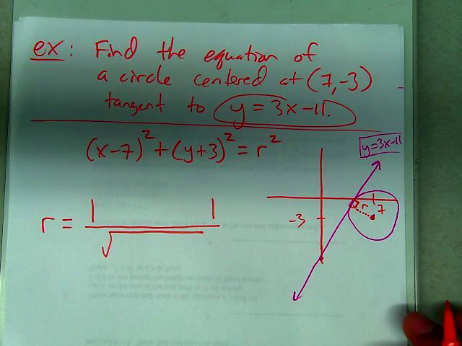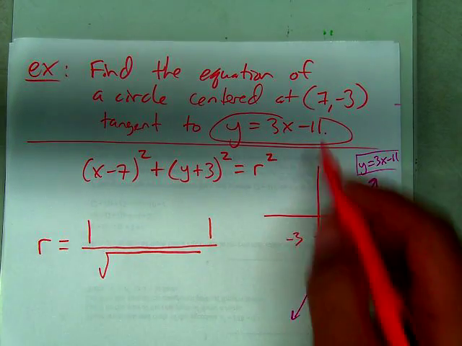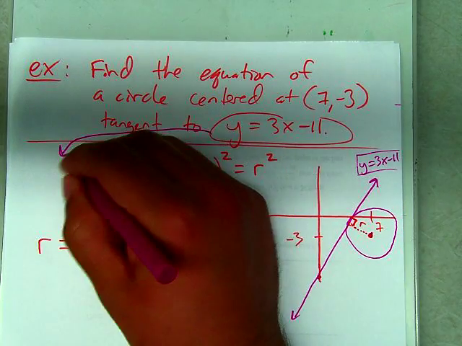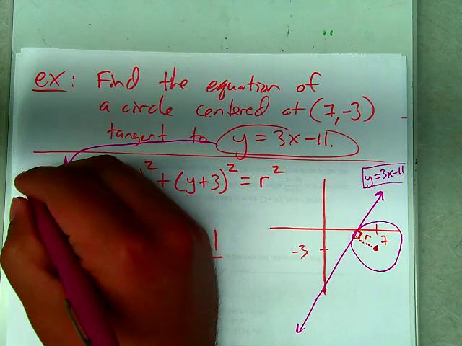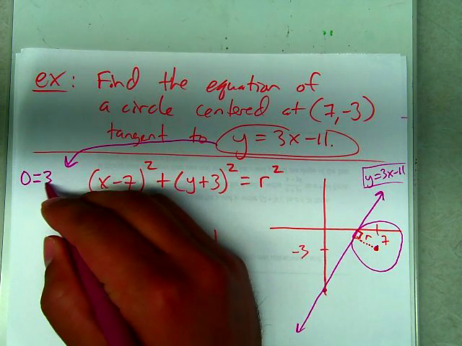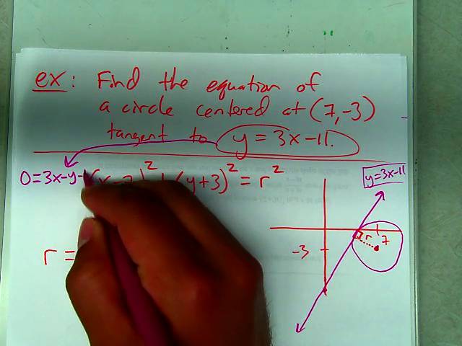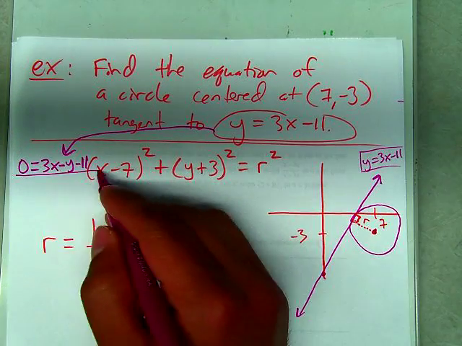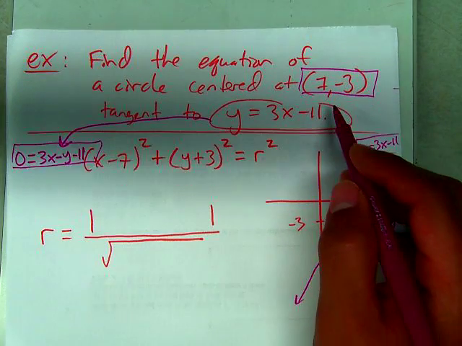Before I plug into that formula, though, what should I do? Yes. Put this in standard form. So let's just write that over here. Just for the heck of it, I'll put it all on the right this time. So 3x on the right, and then minus y minus 11, right? Yes. And so there's our standard form line. And here's our point. We are set up and ready to go.